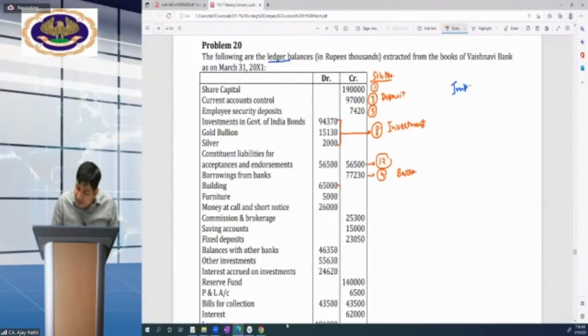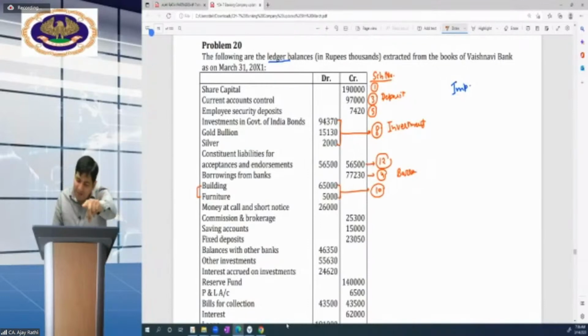Building, furniture. On the asset side, can you please tell me the schedule number? Sir, on the asset side, starting 2 were of cash. Yes, that is 6 and 7. Next 2 were of 8 and 9, belonging to investments or advances. And then there were 10th and 11th: fixed assets and other assets. So it is number 10 that belongs to fixed assets. Okay, very, very good.